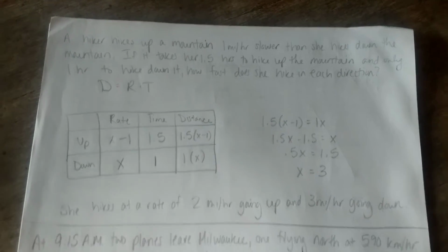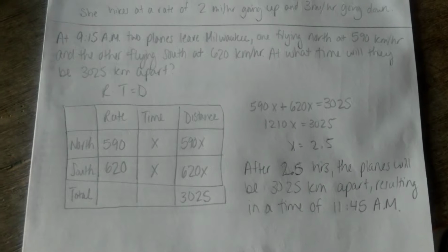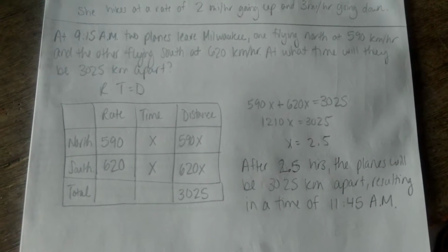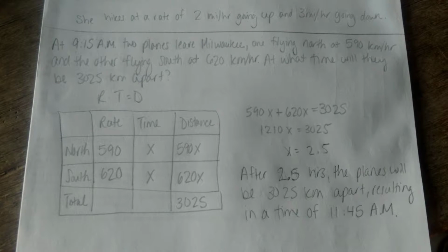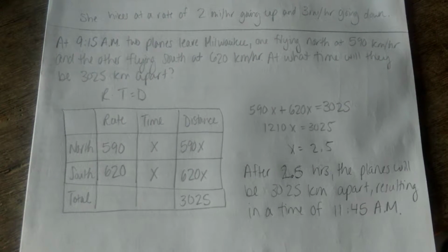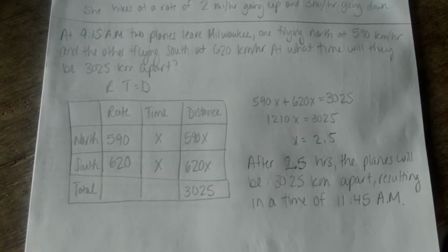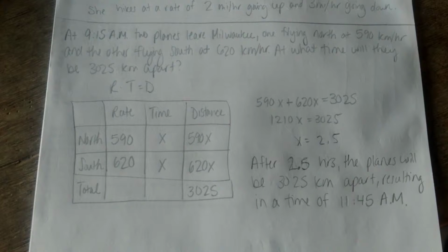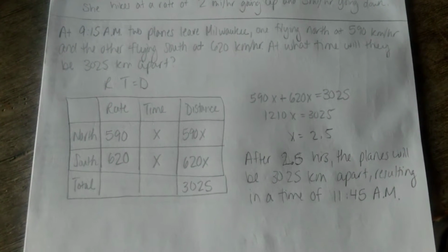The second type of word problem is a little different. It says, at 9:15 a.m., two planes leave Milwaukee, one flying north at 590 kilometers per hour and the other flying south at 620 kilometers per hour. At what time will they be 3,025 kilometers apart? Again, this is rate times time equals distance, but you have to recognize that they're going in opposite directions. Since they give you a total, it's going to be a little different.